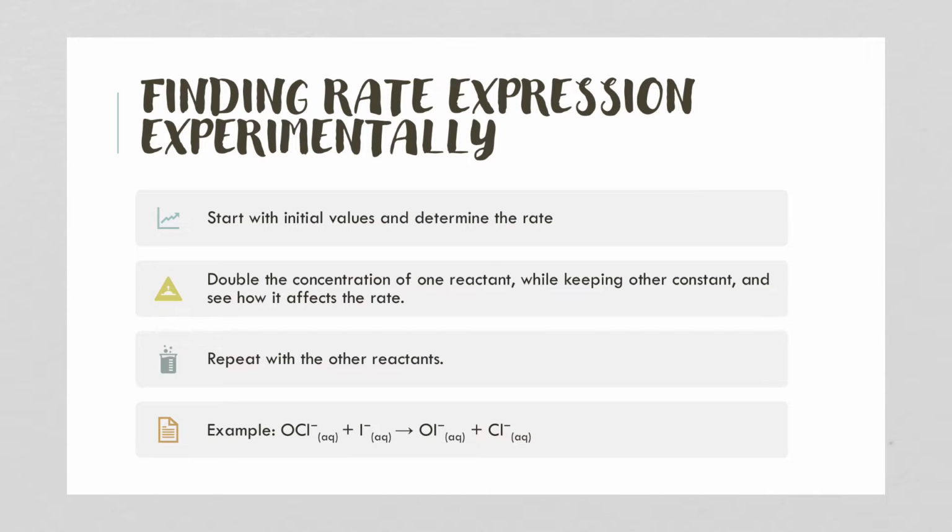So we're going to use this example right here: OCl minus plus iodide ions makes OI minus plus chloride ions. And then we'll take a look at a table that shows all of these things interacting with one another and figure out what order each reactant is.